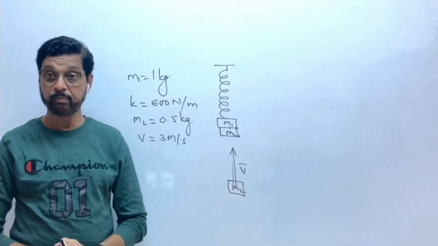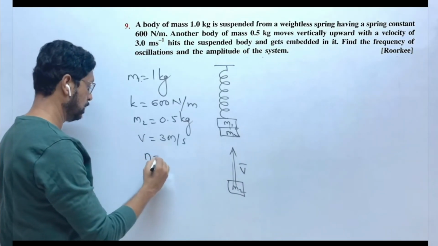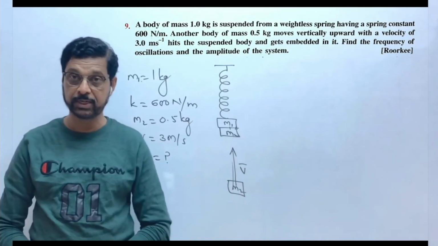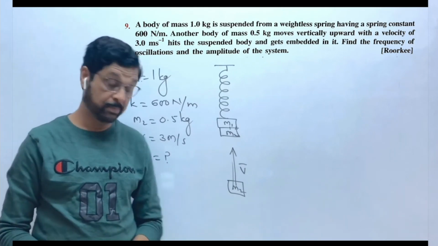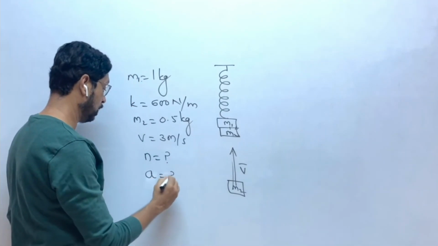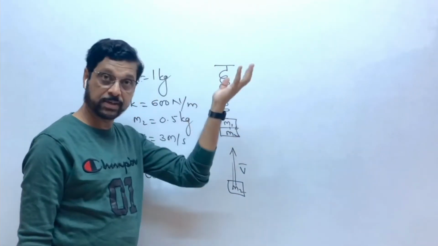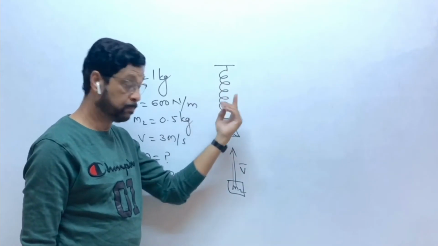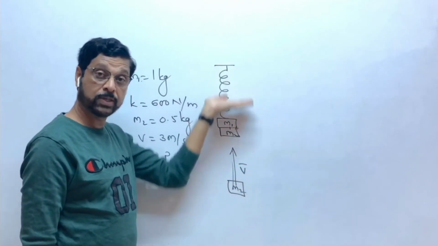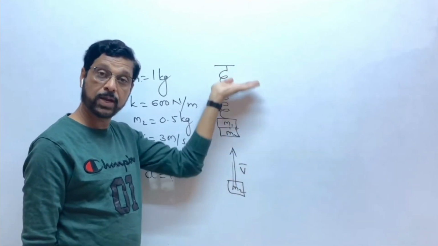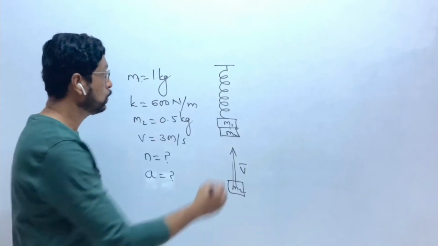Find the frequency of oscillation. You have to find the frequency of oscillation and the amplitude of the system. Amplitude of the system means when the body moves up and strikes it, a force is exerted. Due to this, now both the bodies will start oscillating, performing simple harmonic motion, and you have to find the amplitude of that.